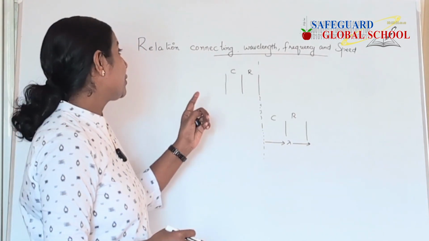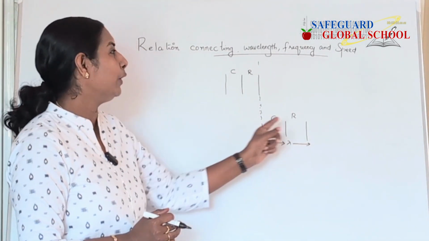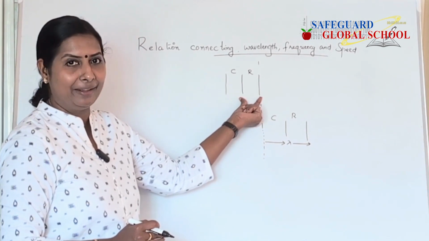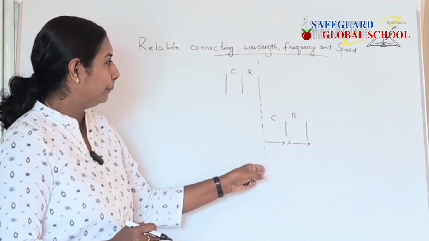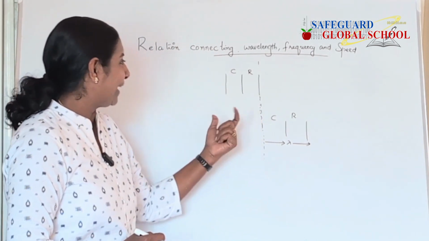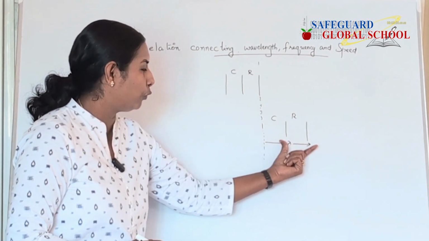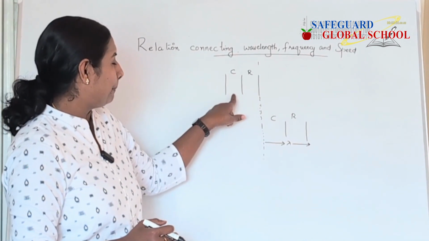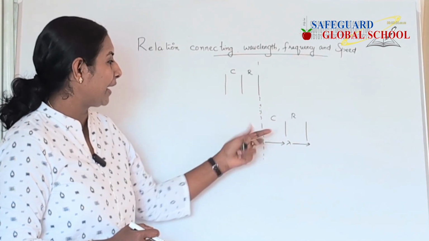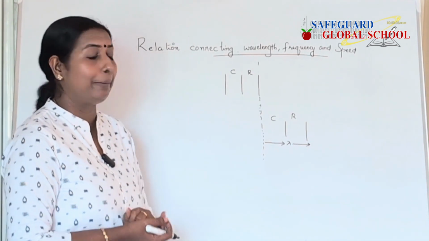Next topic, we will study the relation connecting wavelength, frequency and speed of a wave. So listen children, a compression and a rarefaction is there. This is a reference line. After some time, we assume that this compression and rarefaction has crossed this reference line forward. The wave is moving forward.